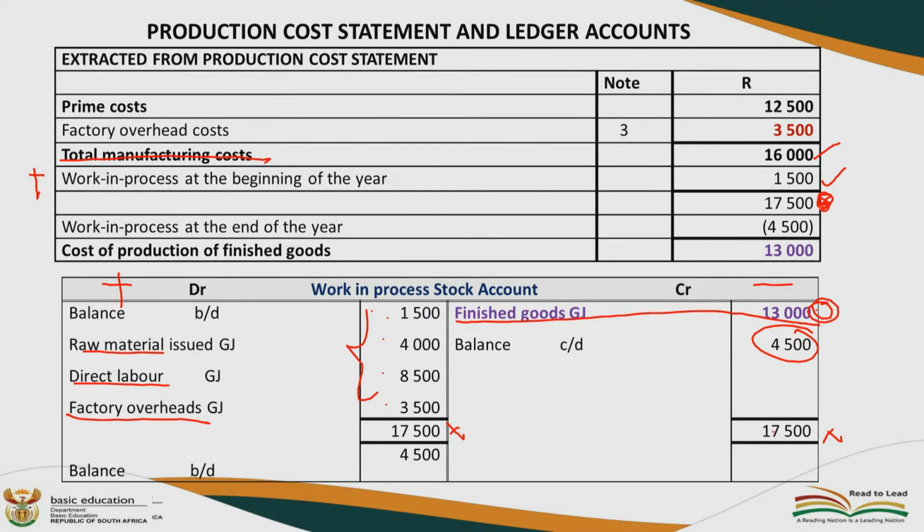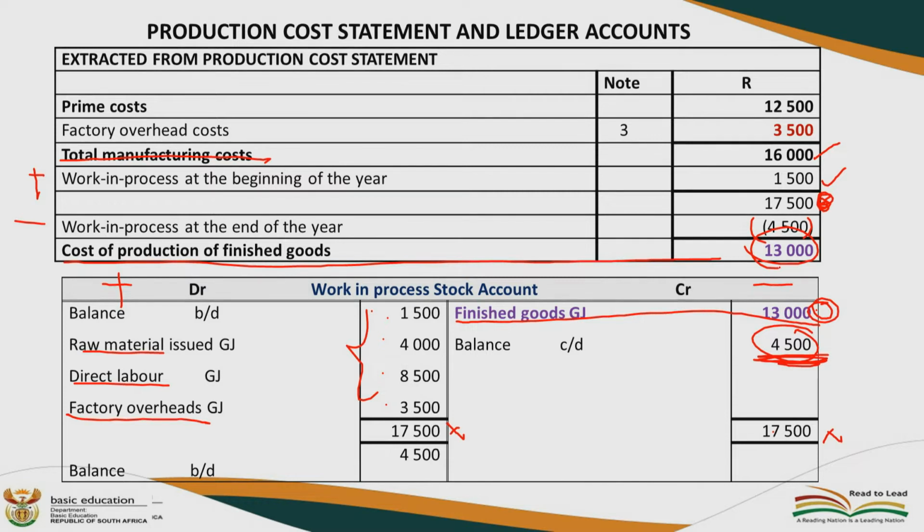But we know we still have some work in process. All right? Then how much is our work in process at the end of the year? You remember it here. 4.5. And our work in process must always be subtracted. So it means it must always be in brackets. So you subtract 4.5, and then you have the cost of production of finished goods with an amount of 13,000.